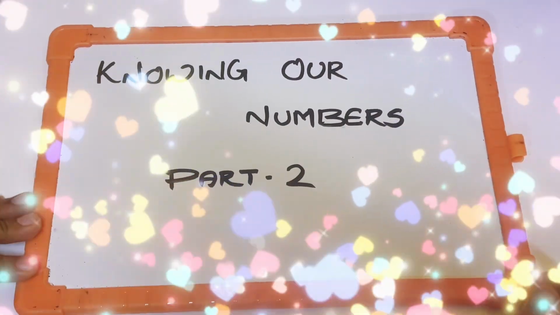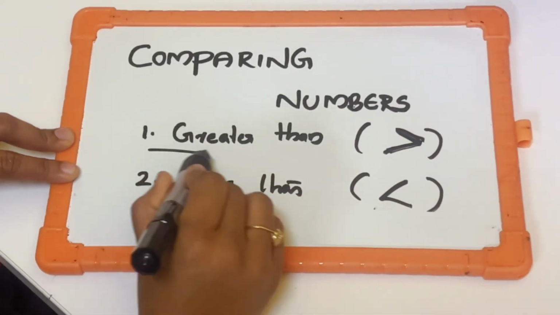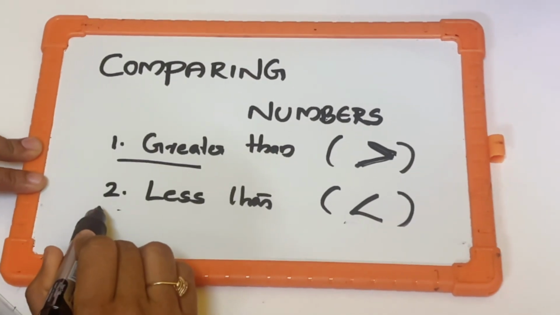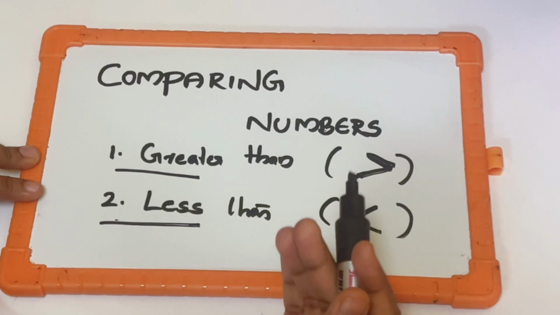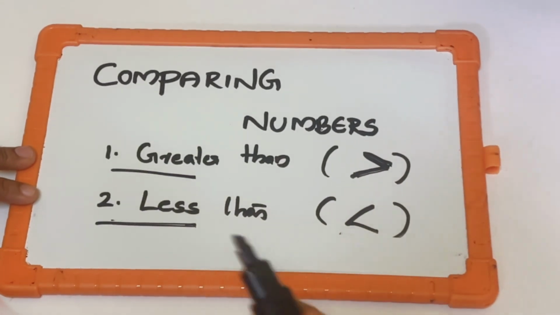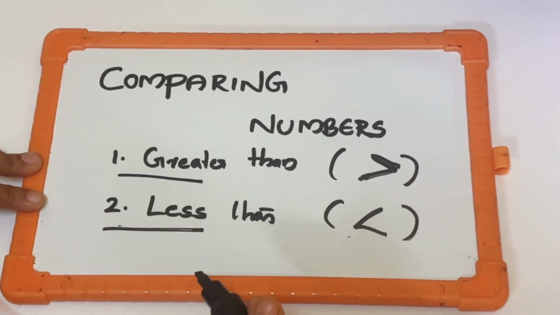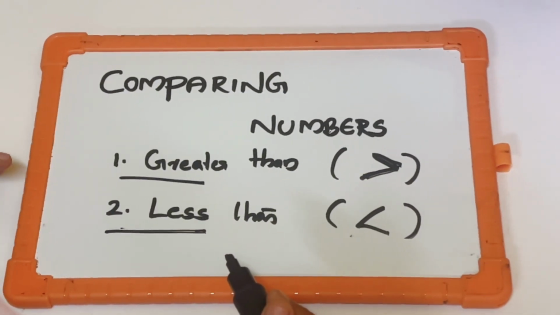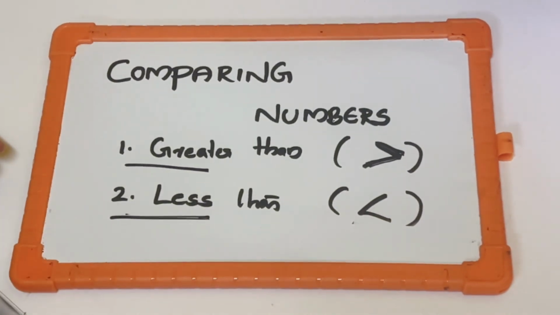Knowing our numbers, part 2. Comparing numbers. How to compare the numbers? We have to check whether it is greater than, or less than, or greater than or equal to, or less than or equal to, or equal to, or not equal to. So we have to learn how to compare the real numbers.